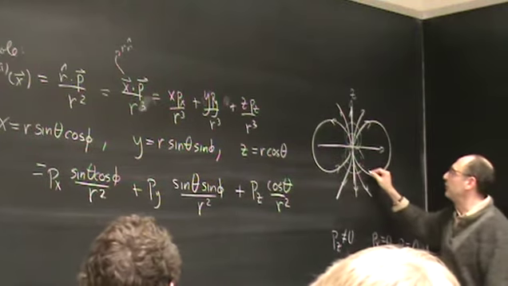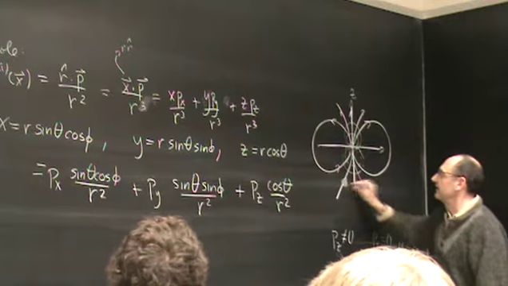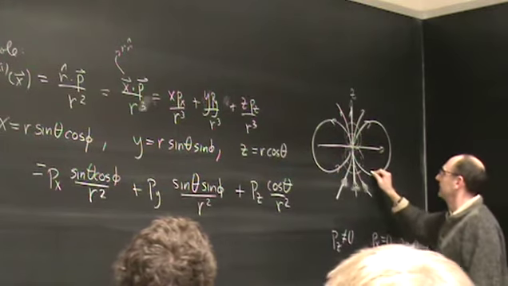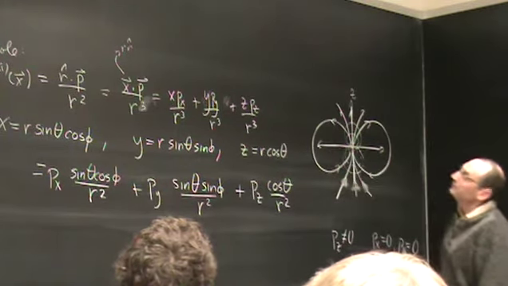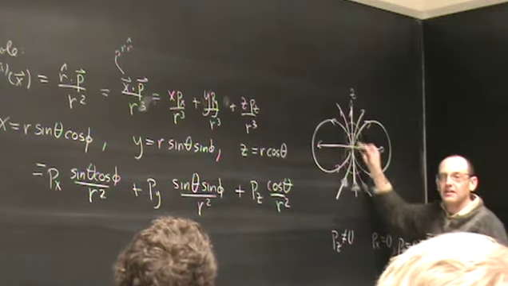This is supposed to be a pure dipole field. It's supposed to be, but it's not, because it's going to go like that. Okay? So it's got two poles. It's a dipole.